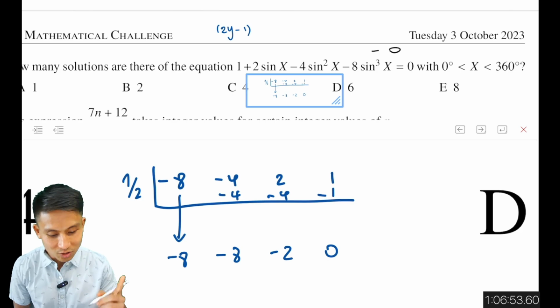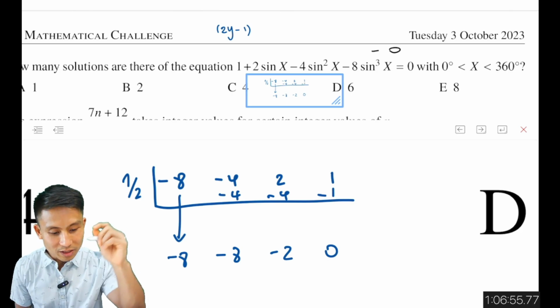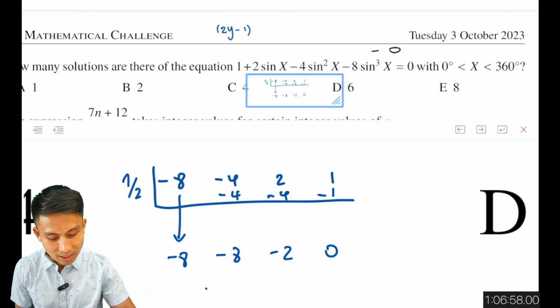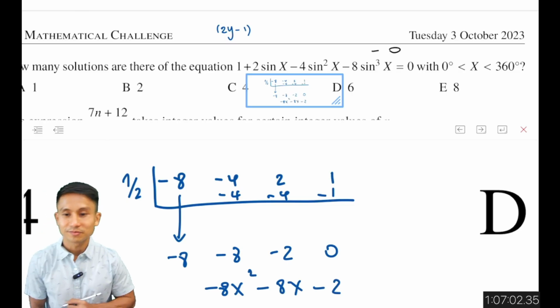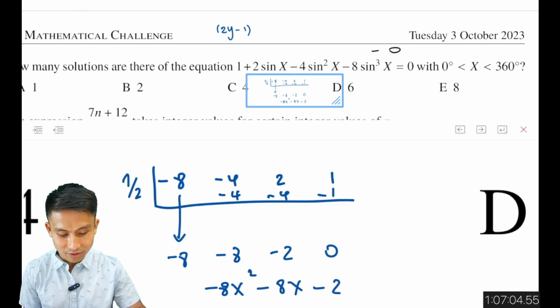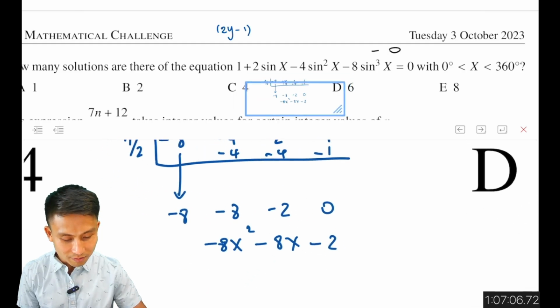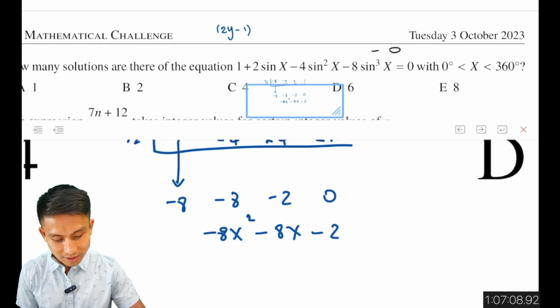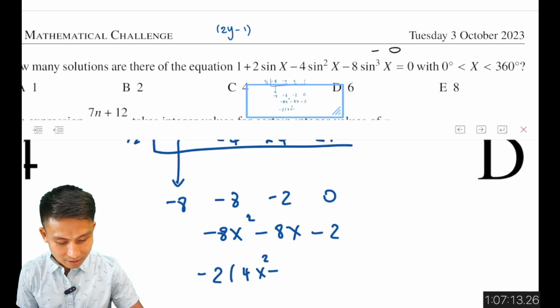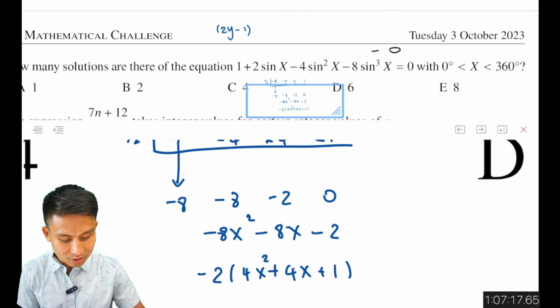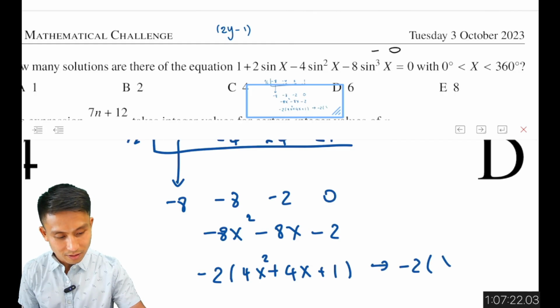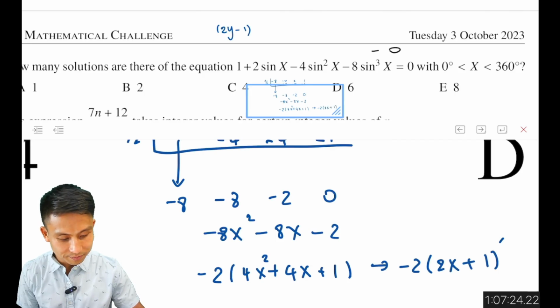So that is telling you that this will be 1 degree less. So the quotient here is going to be minus 8y squared minus 8y minus 2. That's the quotient from the short division. And then we're going to simplify this a little further, right? So if I pull minus 2 out, I get 4y squared plus 4y plus 1, right? And that is actually minus 2 times 2y plus 1 squared, right?